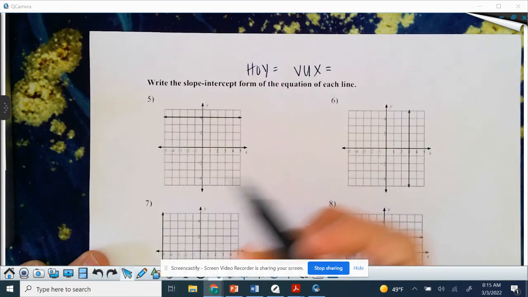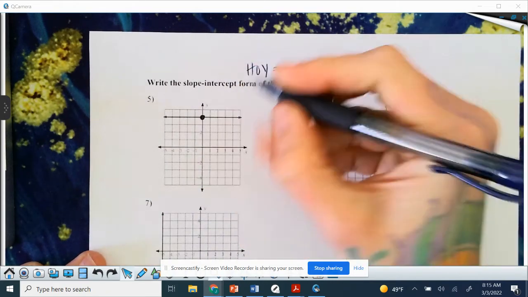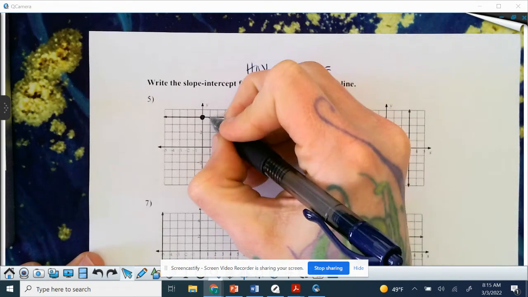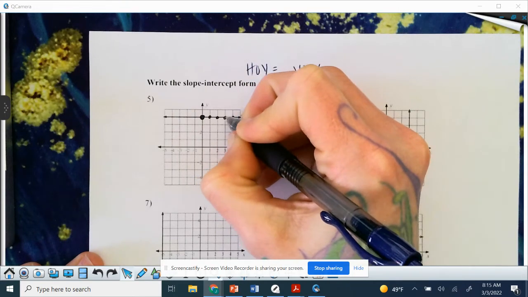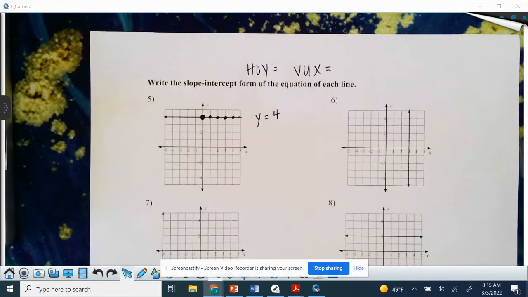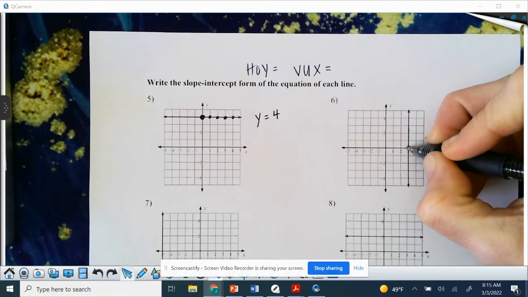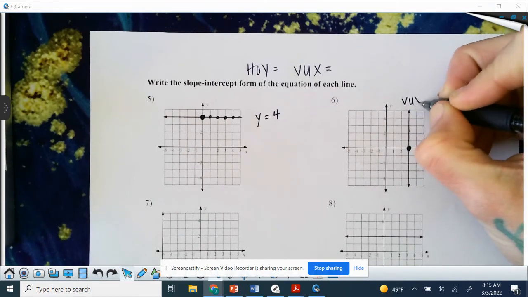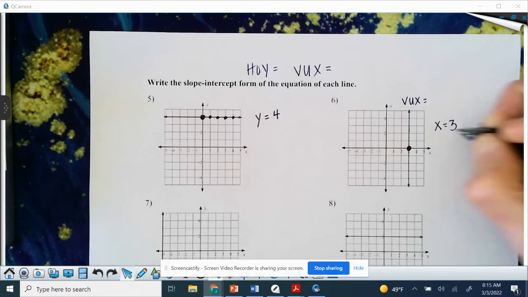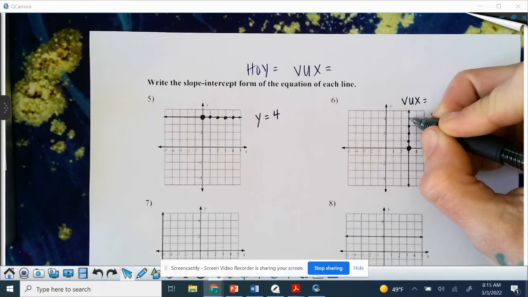So if I see my line here, it's passing through 4 on the y-axis. So y equals 4. Because it's 4 here, and it's 4 here, here, and all the way through. No matter what x value you get, y is 4. Number 6 is a vertical line going up and down here, and it's passing through 3 on the x-axis, because remember, VUX, vertical line, means I know I have an x equals, and I just need to figure out what number that is. So x equals 3, because it's 3 here, here, here, here, and here, all the way through.